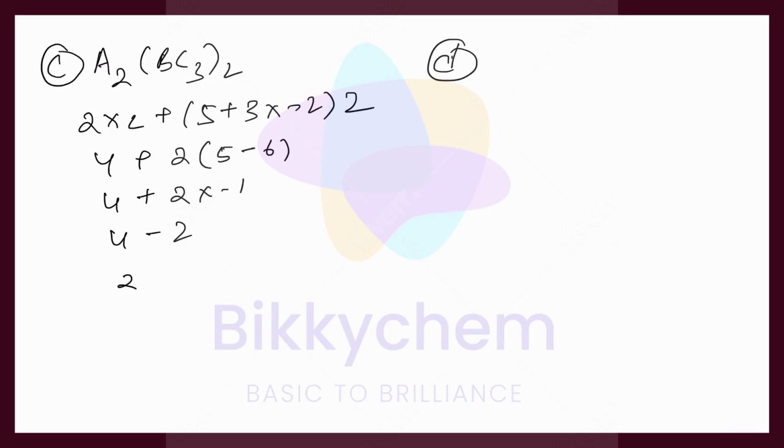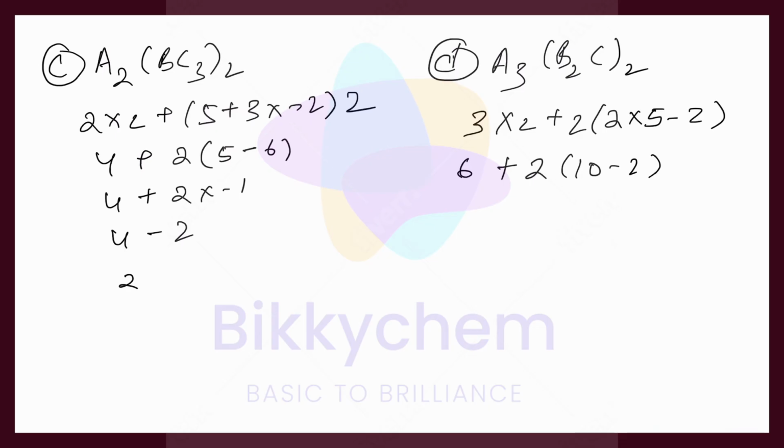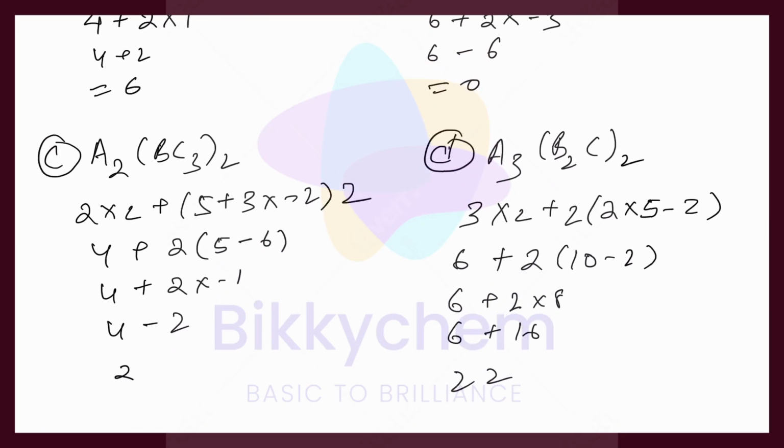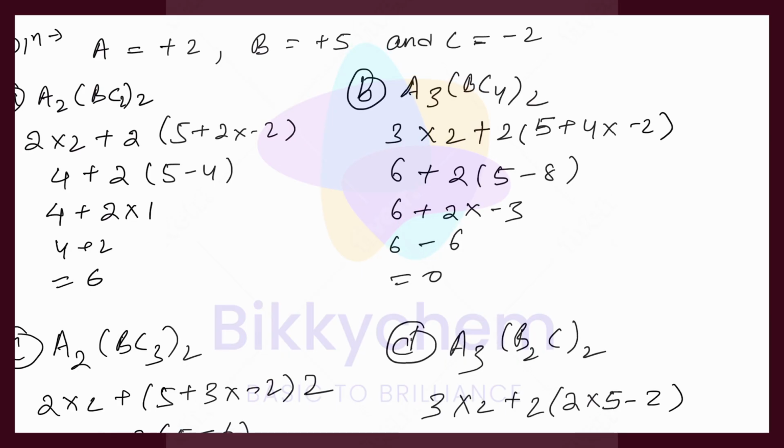So D is A3, B2, C2. 3 into 2 plus 2, 2 into 5 -2, 10 -2. So it is coming 22. So if we see the options, one is giving 6, one is giving 0, one is 2 and one is 22. So the correct answer is B, because it is giving 0 at the final.